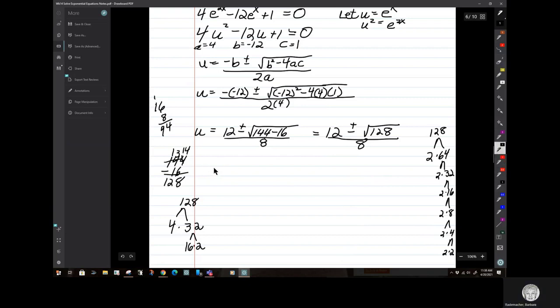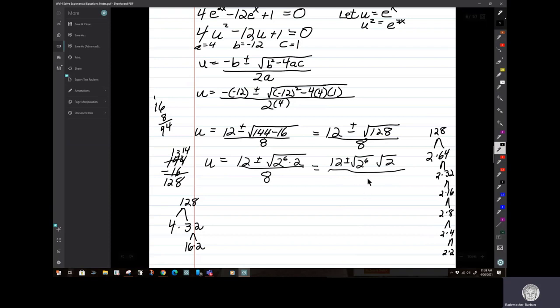So U equals 12 plus or minus the square root of 2 to the 6th times 2. Why am I doing that? You'll see. The square root of 2 to the 6th is 2 to the 3rd. So this is 12 plus or minus 2 to the 3rd, which is 8, times the square root of 2, over 8. Now I can't cancel those out.